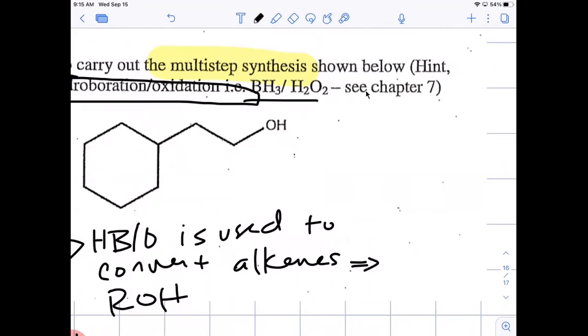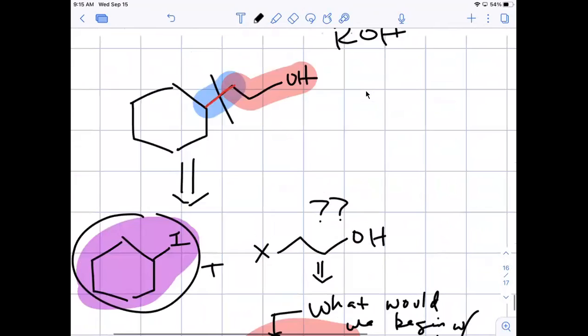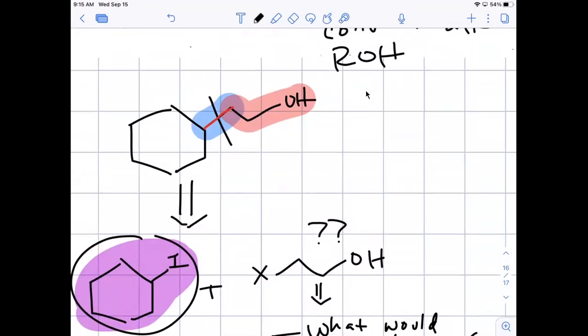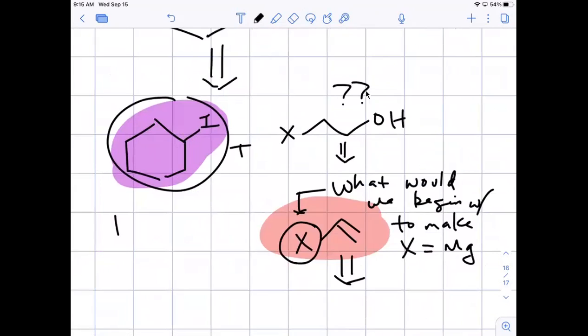Okay. So if we look at the overall molecule, we chopped it right here. You see where we chopped it, where the red bond is? So those are my two fragments that I will get from that. Now my alcohol, if I'm doing hydroboration as one of the steps, had to come from an alkene. So that's what I have highlighted in red. We're working backwards to the original starting material. Now the question is, that alkene right there that I have shown, what would I start with for X to be magnesium or to make that into a Grignard?